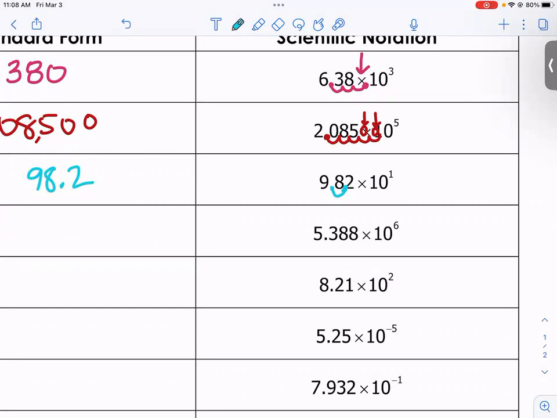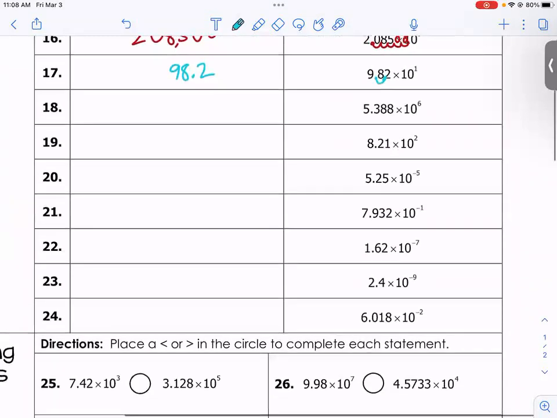How about you try number 4? I want you to compare your answer to your elbow partner and see if they have the same thing. Got the same thing. How about you look?